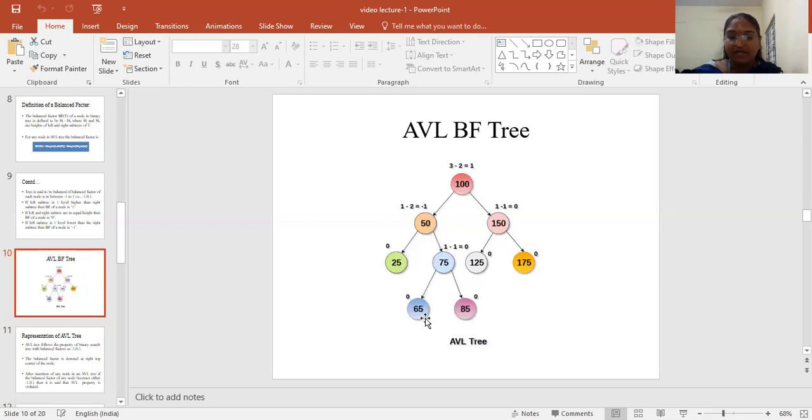Why, I'll tell you. See here, for 25, do we have any children over here? No. So it will be calculated as a 0. Then for 65 also, 85, 125 and 175. Hope this is clear for everyone.